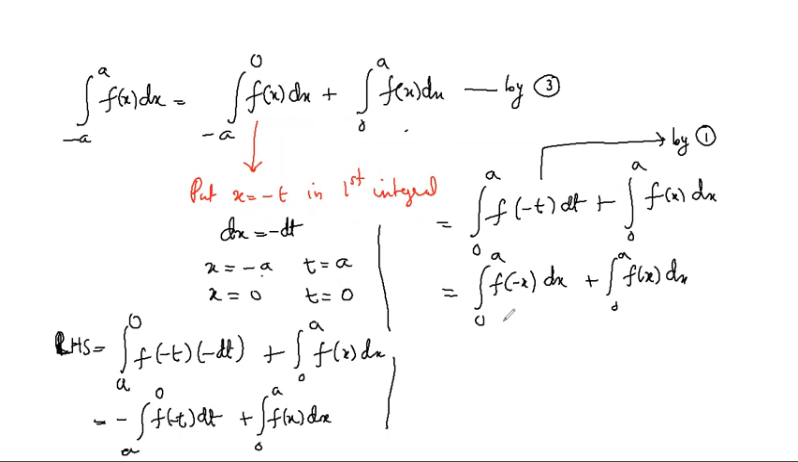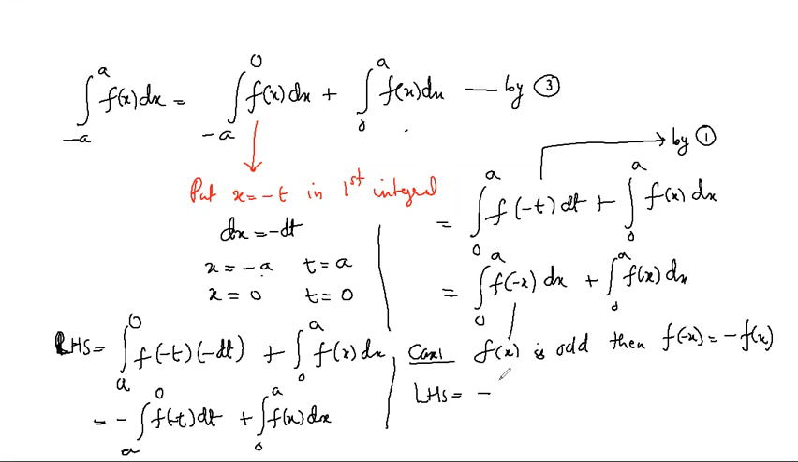Case 1: if f of x is odd, then f of minus x and minus f of x are equal. So this part will become minus f of x and they both will get cancelled. So the left hand side will become minus 0 to a f of x dx plus 0 to a f of x dx. And finally your answer will become 0.